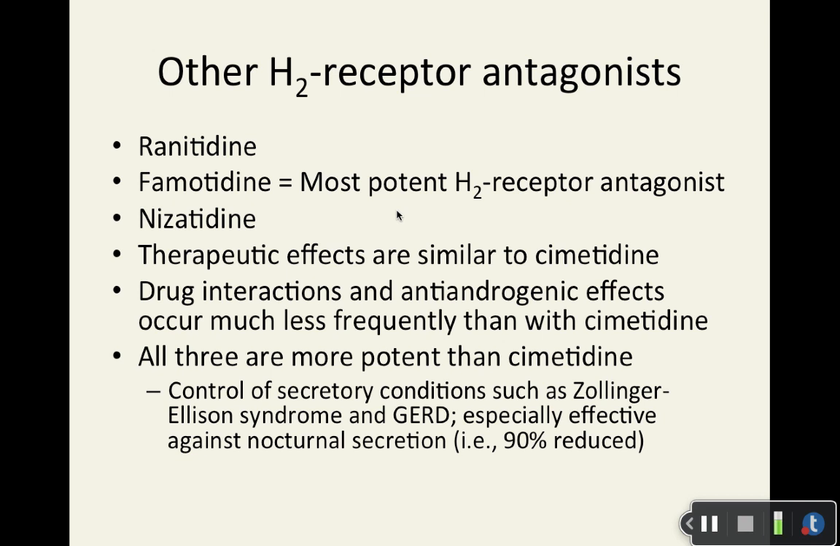So another huge advantage, right? It's always nice when you're prescribing medications to not have to be worried about drug interactions. Then these are also more potent than the cimetidine. So the cimetidine is the older one. It's the father, I guess, not the grandfather, of these H2 blockers.